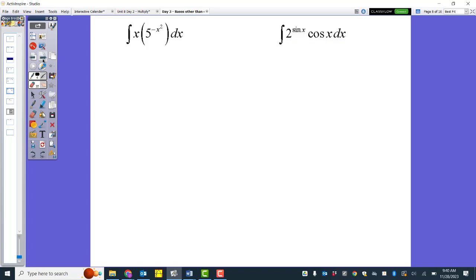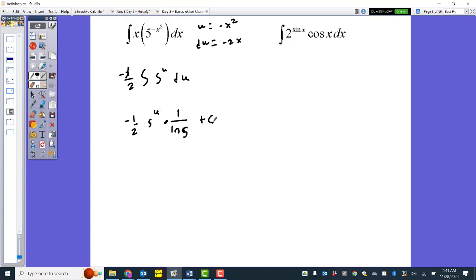So, looking at this one, we could say u is equal to negative x squared, du is negative 2x, so we have negative 1/2 integral 5 to the u du. So we're going to have negative 1/2, 5 to the u stays the same, but we have to multiply in that 1 over natural log of 5, then plus c, and plug back in our u, so negative 5 to the negative x squared over 2 natural log of 5 plus c. All right, you can try the second one on your own if you need to.